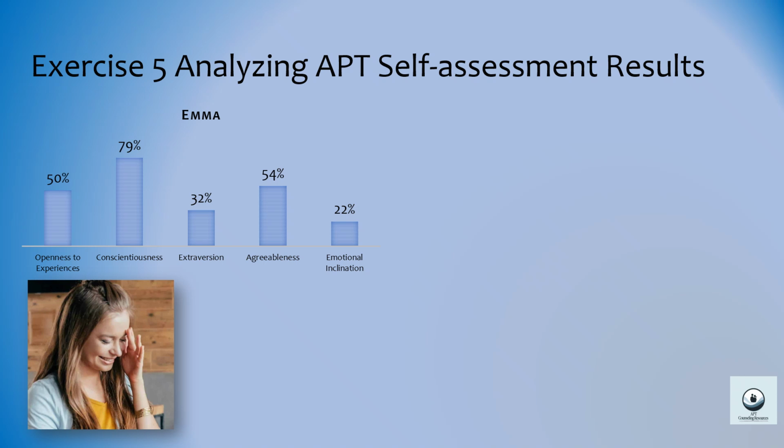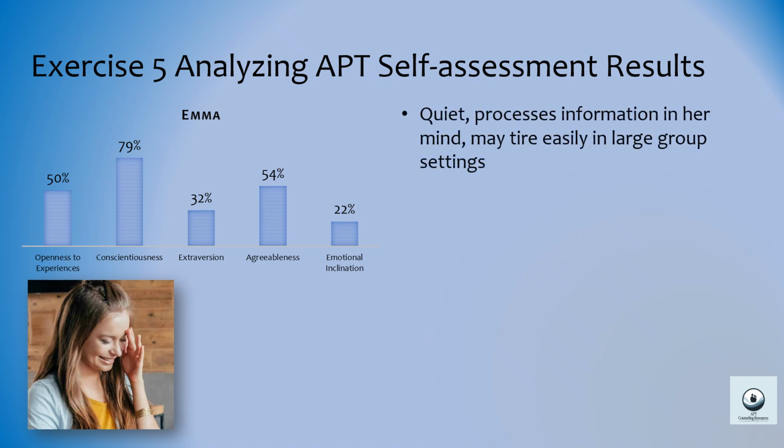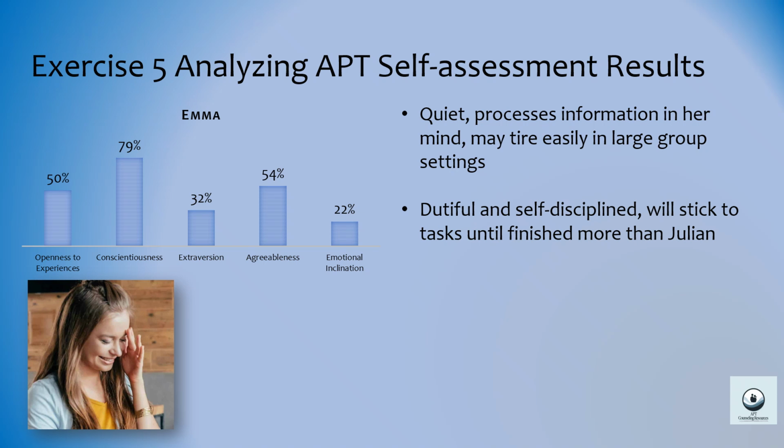Compared to Julian, Emma is much more introverted. This means she's likely to be quieter and she processes new ideas and situations by pondering them rather than by talking through them with others, which is Julian's preferred strategy. She may feel drained after being with others in a social setting, unlike Julian, who is charged up by such situations. She is highly conscientious.